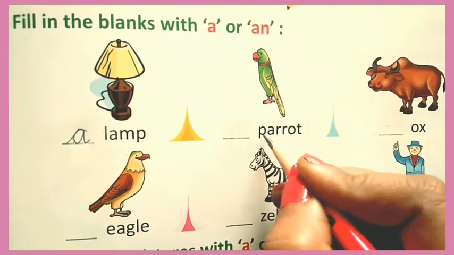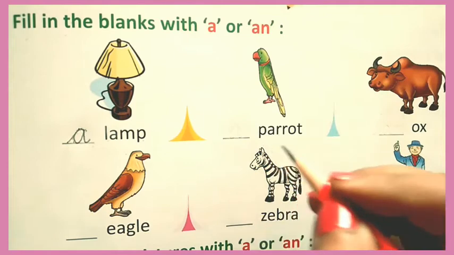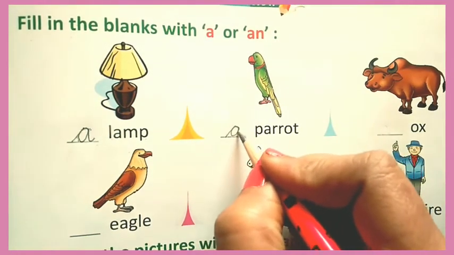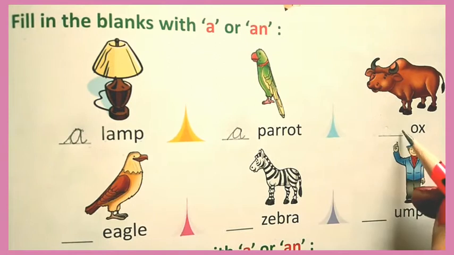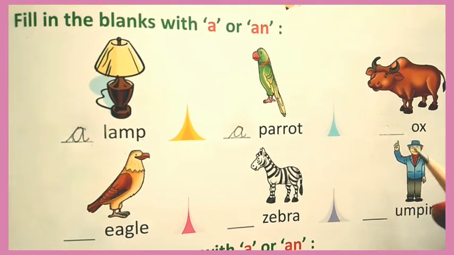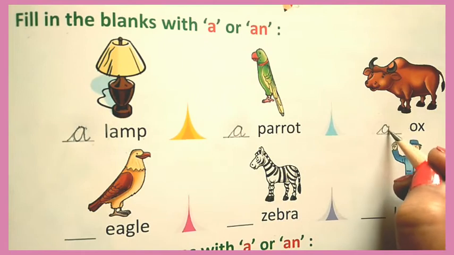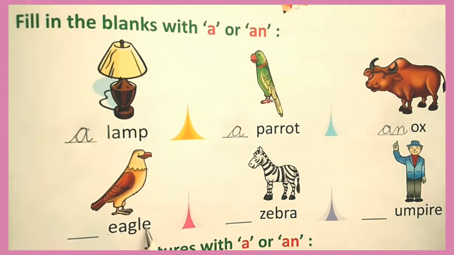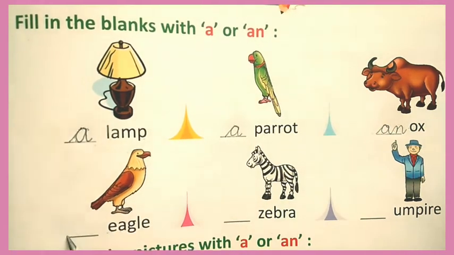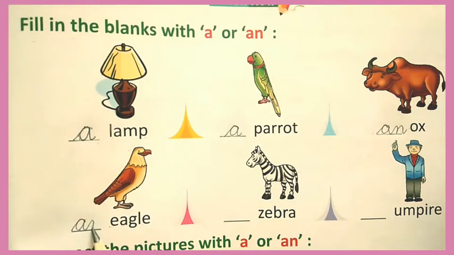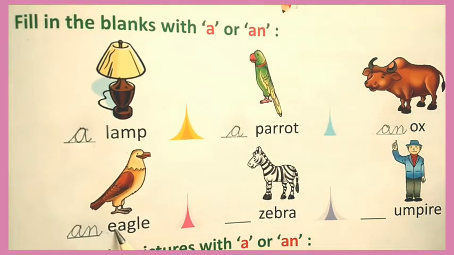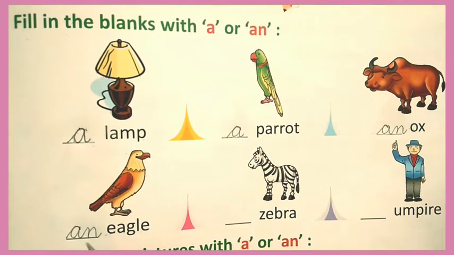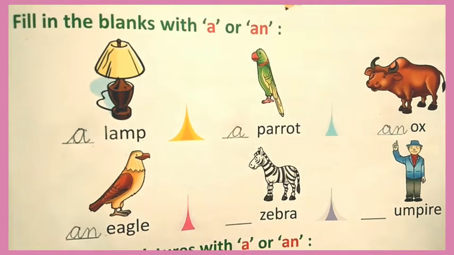Now P-A-R-R-O-T, parrot. P, once again, is a consonant, so we will use a here. Next, O-X, ox. Now O is a vowel, so we will use an here. Next is E-A-G-L-E, eagle. Once again, E is a vowel and before a vowel you will write an. Those words which start with a vowel letter, we have to use an there.